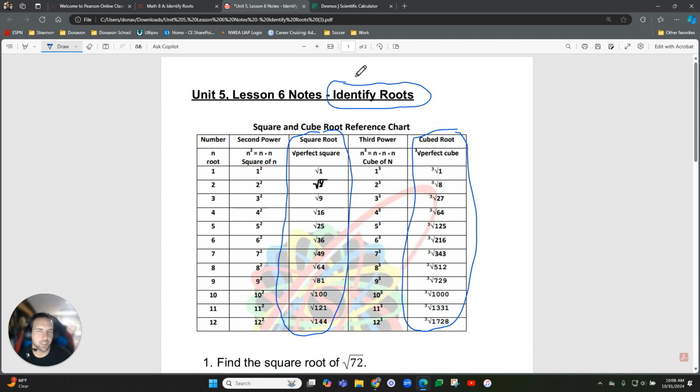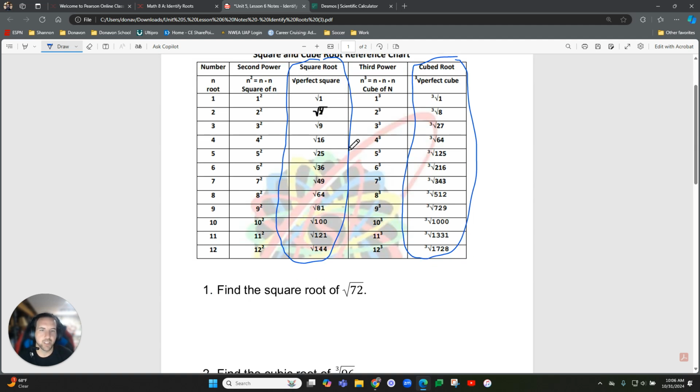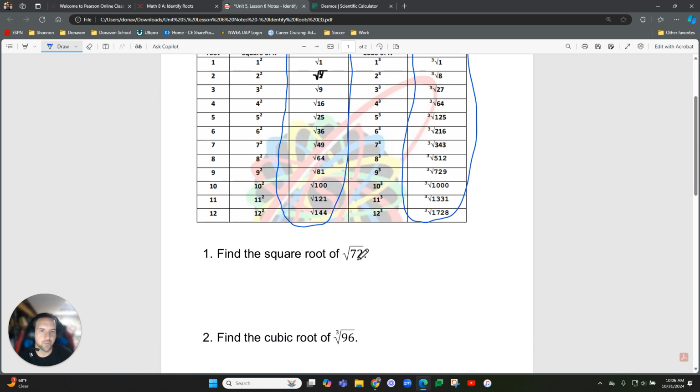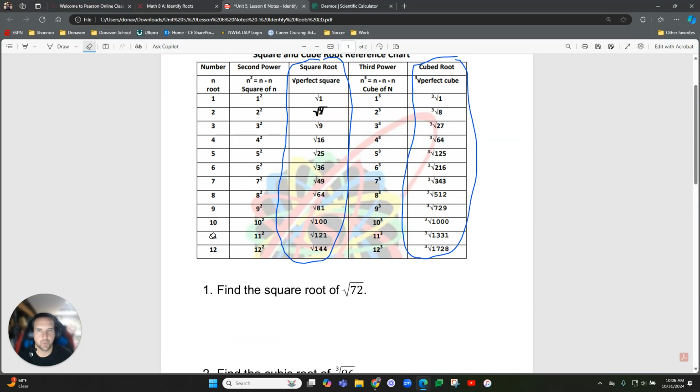So we've done this in lesson 4. We've done this in lesson 5. It's the same thing that we're doing here. So we're basically just trying to find the largest perfect square or perfect cube that we can pull out of the number. And so remember, if there is no index here, like a 2 or a 3 or anything like that, then we automatically assume it's a square root. And it's not really an assumption, it is a square root if there is no index.